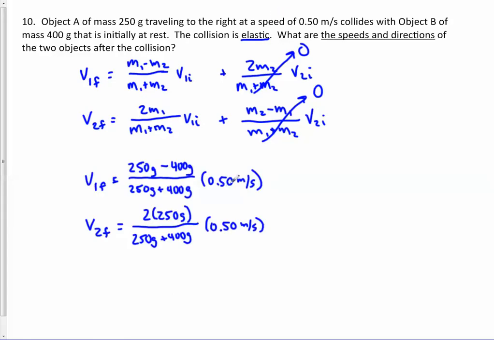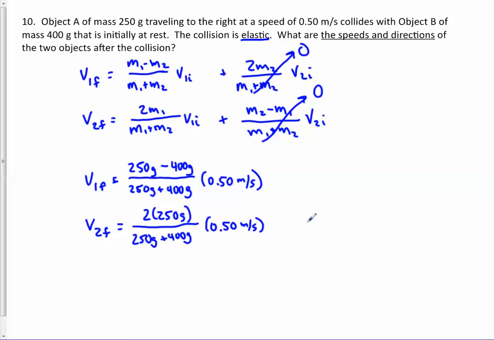So they'll look like this. One thing, notice that I'm putting in a positive 0.50 meters per second because object A is moving to the right. The other thing is I left it in grams. You can, of course, switch to kilograms, but since we're just dividing mass by mass, this is just going to be a unitless number. So it actually is okay if we do grams over grams or kilograms over kilograms. This will come out the same.